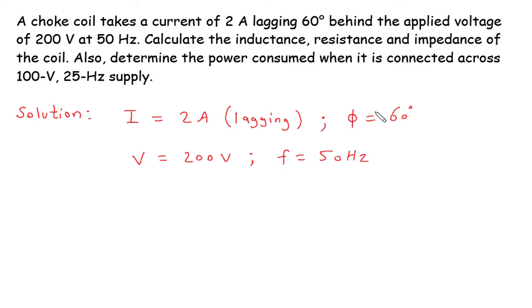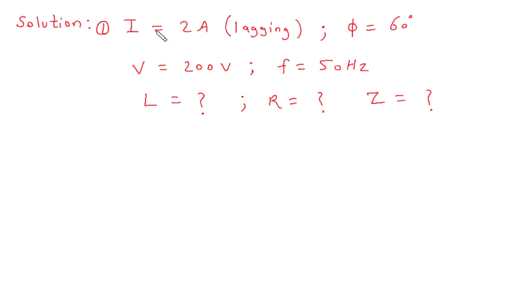We have to calculate inductance L, resistance R and impedance of the coil. So impedance of the coil we have to find. Also determine, so this is the second part. First we will calculate this first part. So I is given, phi is given.